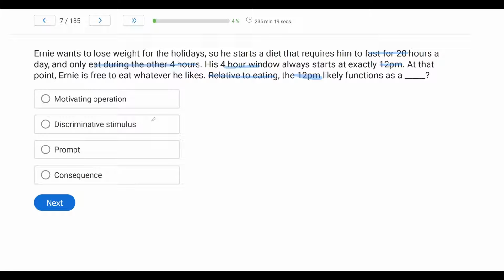B, discriminative stimulus is more what we're looking for because Ernie, when it gets to 12 p.m., now knows eating is available. So 12 p.m. is a stimulus that is signaling to Ernie he is now okay to eat. Why is it not prompt? Well, because a prompt comes after the SD, and there are no clear prompts in this particular scenario. So our answer here, relative to eating, 12 p.m. is likely functioning as B, a discriminative stimulus.